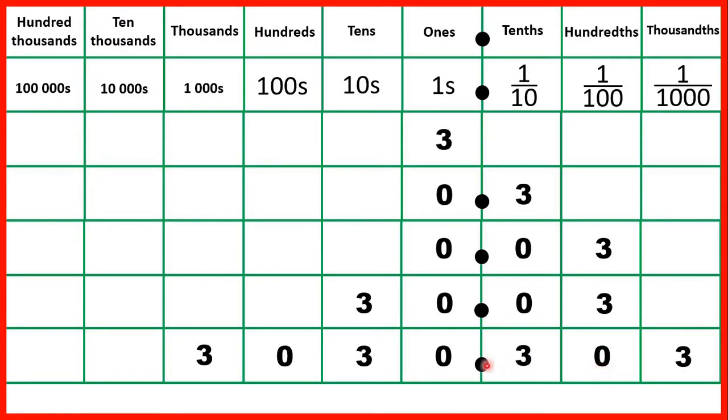So this 0 and these other zeros that we have are called placeholders. They don't have any value in themselves, but they give the other digits value. They make sure that the other digits are in the right place value columns, so that's why they're called placeholders.